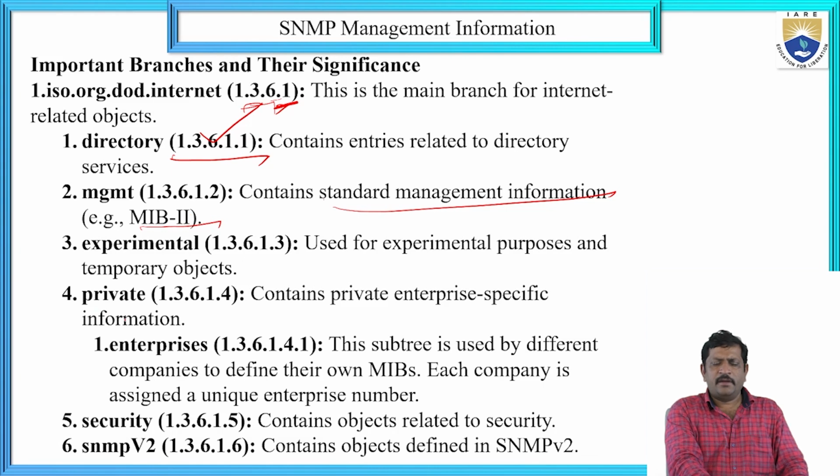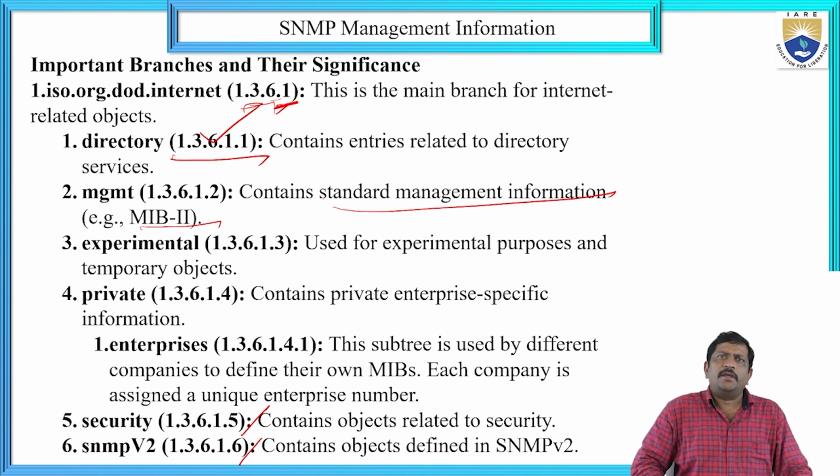Next, experimental, private and others each have one sequence for storing the data in a hierarchical form. Security and SNMP v2 contain objects related to security, and to the SNMP protocol, the Simple Network Management Protocol. That related information can be stored in a hierarchical way, that means in a tree structure form.